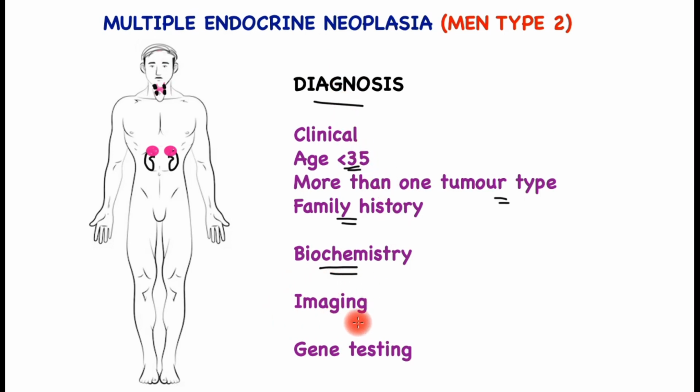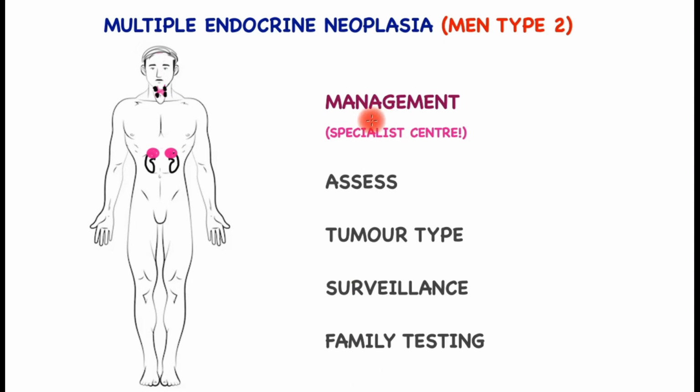Scans may be needed depending on the tumor type and location, and finally gene testing for the affected patient and for the family members as appropriate. It is very important that the treatment or management of these complex conditions ought to be carried out in specialist centers that have the relevant experience, technology, know-how, and resources to deal with this complex condition.